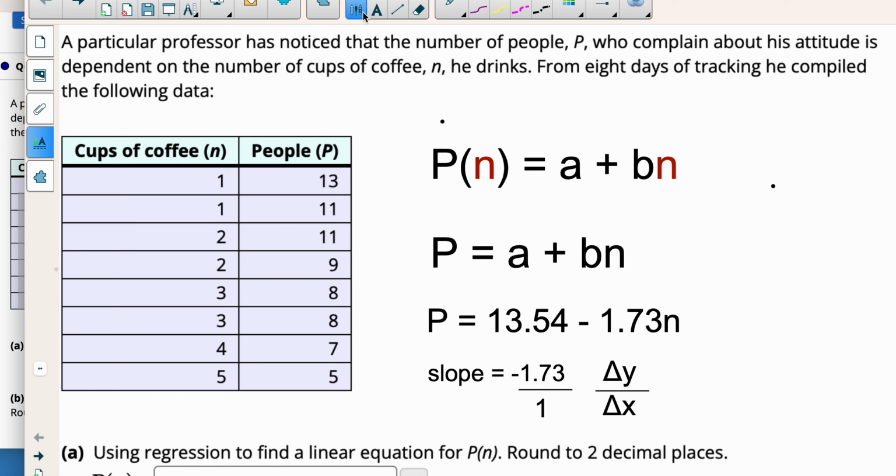Right, so I'm going to revisit this coffee problem. It says a particular professor noticed that the number of people, P, who complain about his attitude depends on the number of cups of coffee that he drinks, N. Okay, so P is the dependent variable, or the Y variable. Cups of coffee, N, is the independent variable.